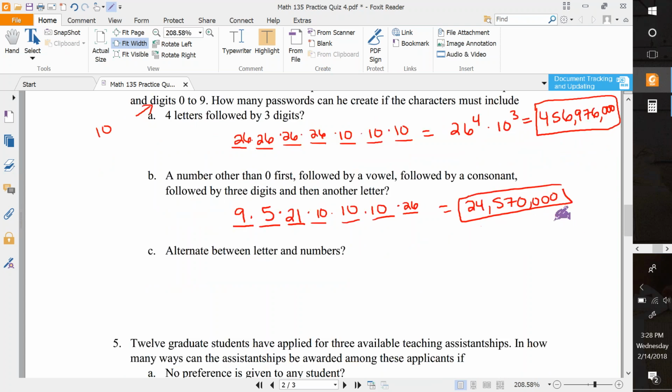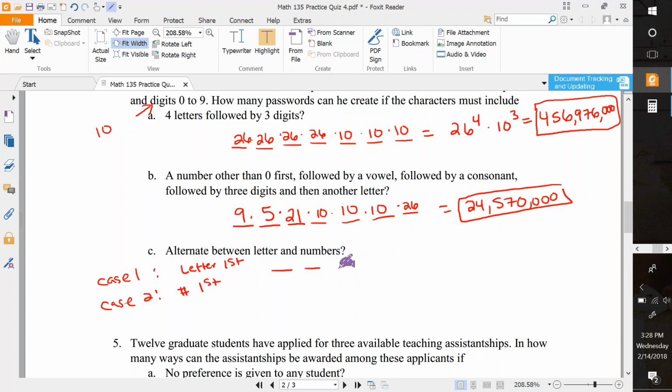Okay, let's look at the next one. Alternate between letters and numbers. Now this is different. There's going to be 2 pathways here. Because there are 7 spots here, and even if there wasn't, you don't know if you're starting with a letter or a number, because they just said alternate between. So case 1 is, what if we start with a letter first? Case 2 is, what if we start with a number first?